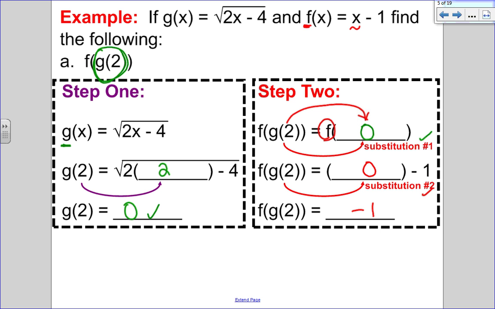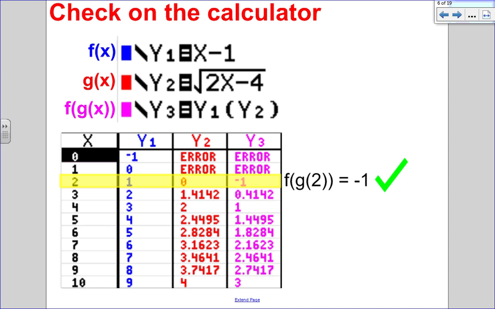So I always like to check these on the calculator to make sure I did that correctly. So let me just show you that. I have f of x in y1, g of x in y2, and this is how I enter in f of g of x. F is in y1, the brackets mean of, and then g of x is in y2. That's different than multiplication. So I want you to know that this is not the same. y1 times y2 is not the same as y1 bracket y2. The calculator knows that that bracket really means composition.